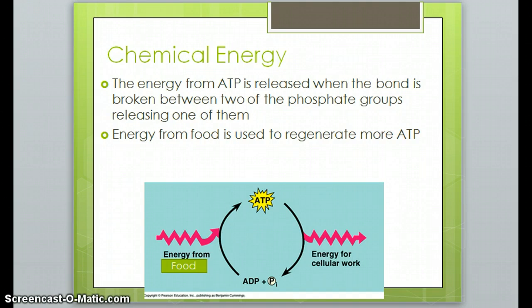When the bond is broken, the phosphate group is able to just float away, and the resulting molecule is called ADP, or adenosine diphosphate. The prefix di means two. Energy from food, whether that food was eaten or made by the organism, can then be used to reattach the phosphate, so the energy found in the food can be transferred to the ATP molecule and stored in the bonds between phosphate molecules again.